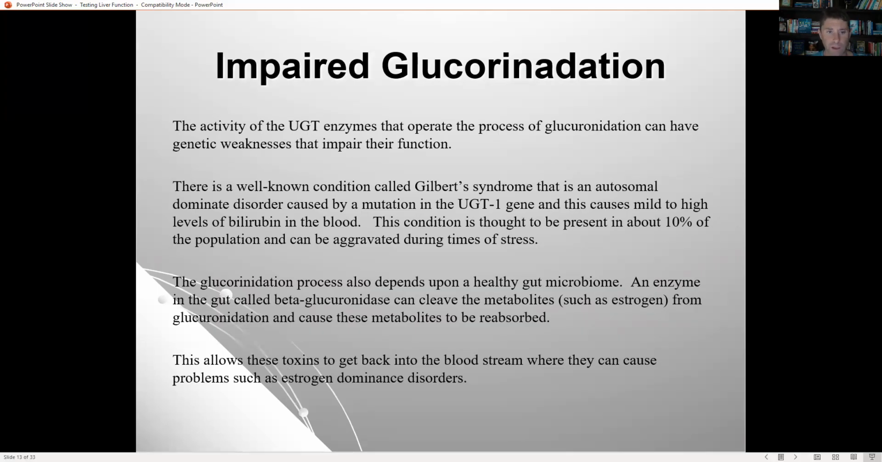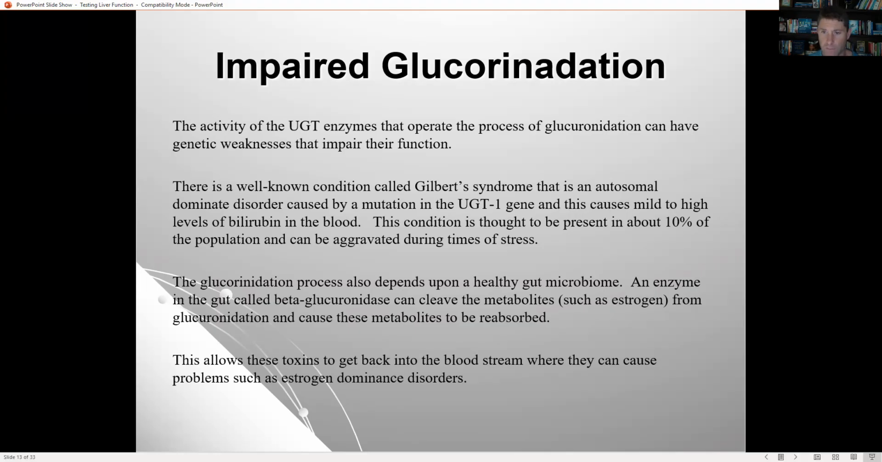And I've seen it many times on labs, the glucuronidation process depends on a healthy gut microbiome. That's important. There's an enzyme in the gut called beta glucuronidase, which we can actually look at on a stool test as well. Beta glucuronidase can cleave the metabolites, such as estrogen, from glucuronidation. So they take the conjugation compound away from them and free up more of these estrogens, right? So these metabolites now are reabsorbed, which increases the message of estrogen, which is growth, right?